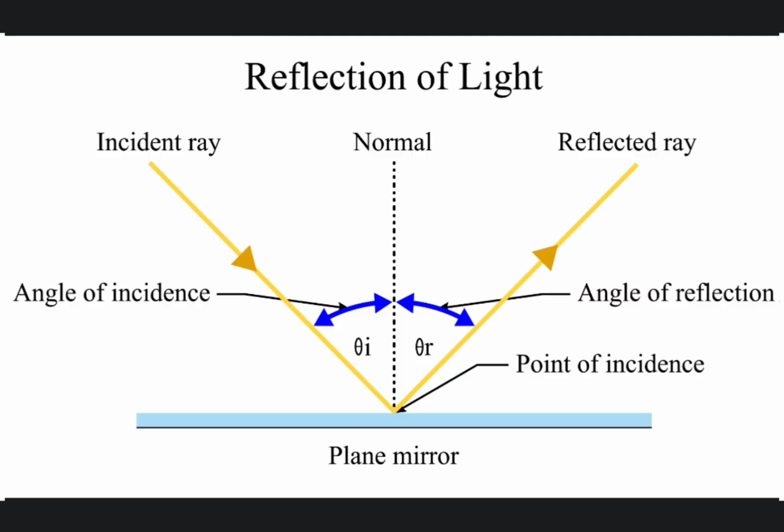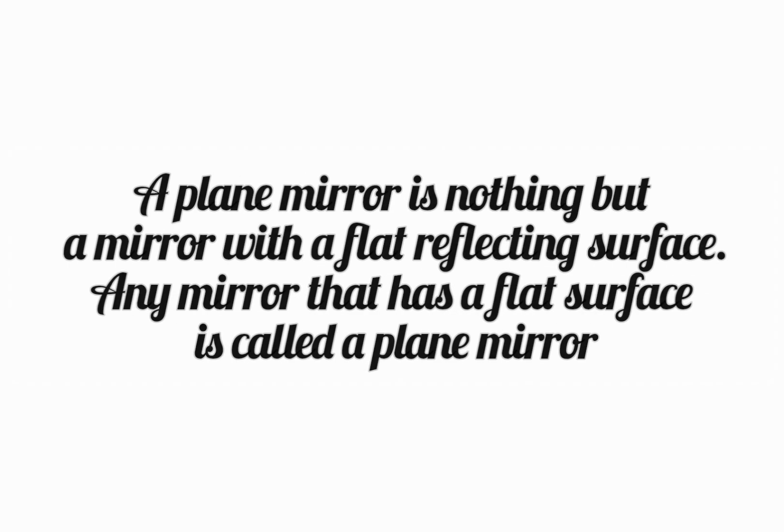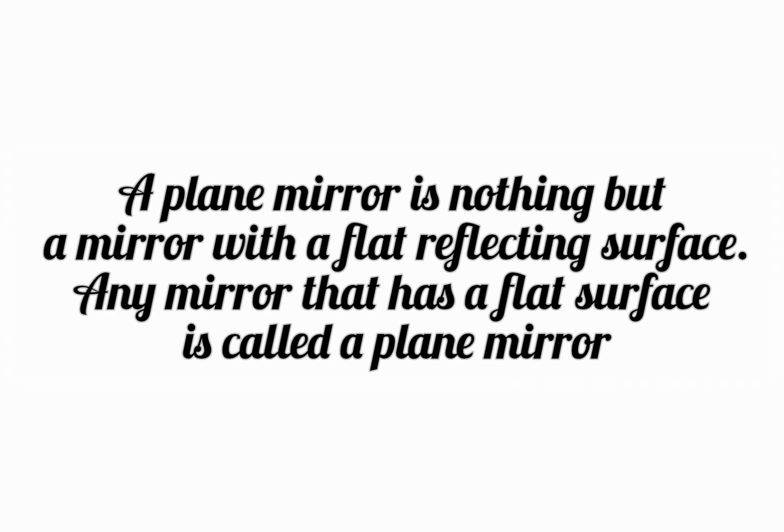Okay, students, I hope you understand the laws of reflection. These two laws are very important. Please remember them. Now after this topic, we will learn about characteristics of the image formed by a plane mirror. Before going to the topic, we'll discuss the plane mirror. What is meant by a plane mirror? A plane mirror is nothing but a mirror with a flat reflecting surface. So any mirror that has a flat reflecting surface is called a plane mirror.